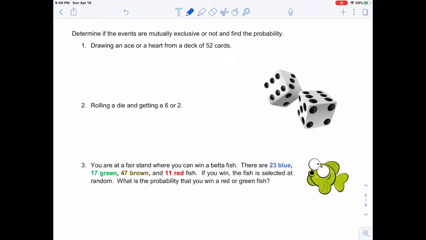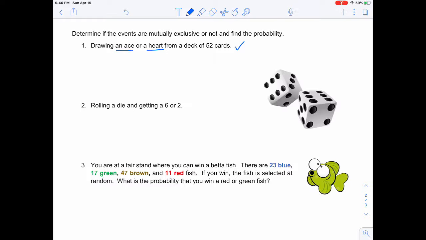All right, so moving on to your next page here, we have to determine if the events are mutually exclusive or not, and then find the actual probability. So for our first one here, we have drawing an ace or a heart from a deck of cards. Whenever you're dealing with these kinds of questions, it's really good to automatically write whether it's mutually exclusive or not. So can we have an ace and a heart at the same time?